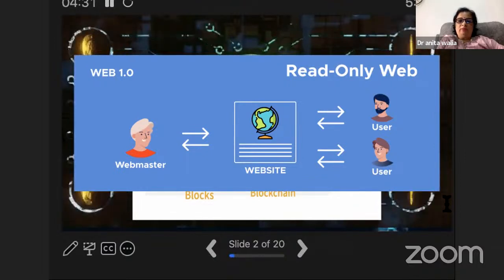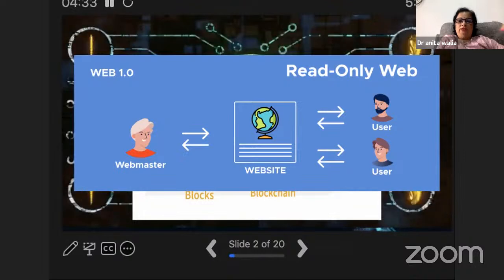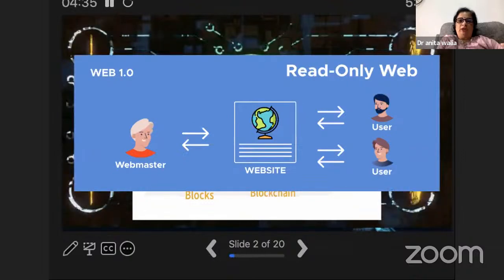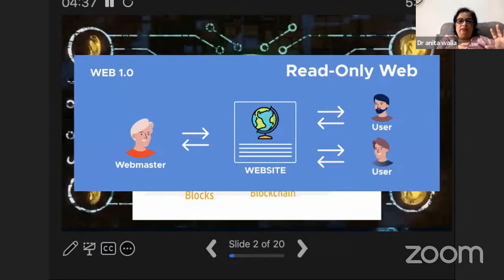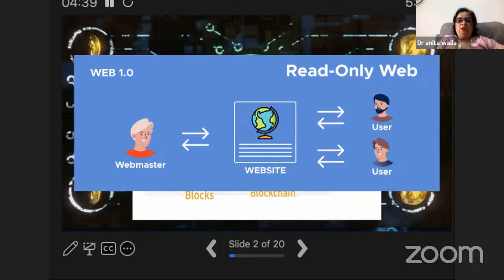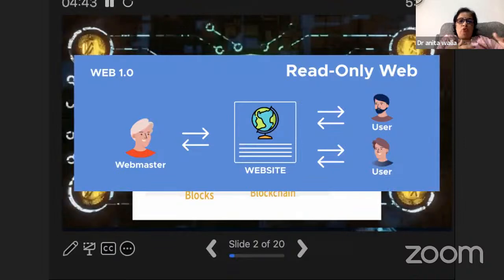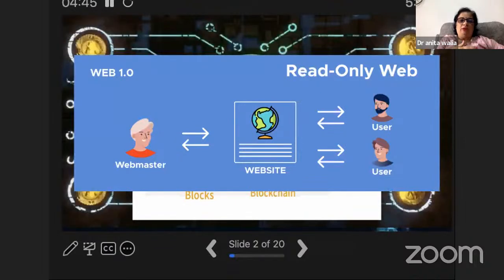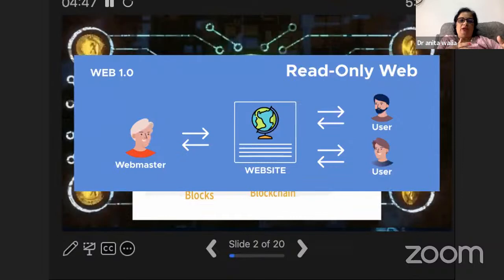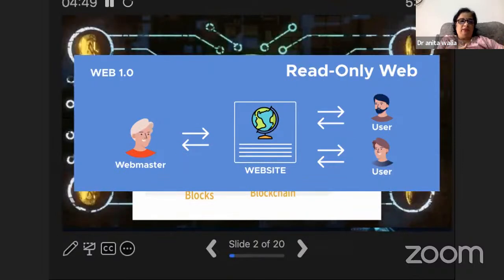And on this Web 1.0, most of the content was static. Static means that people were the consumer of the content. There was no two-way communication; it was one-way communication between people and the website. So you as a user go to our website, you consume the content, that's all. There's no interaction for the user to do something on it.